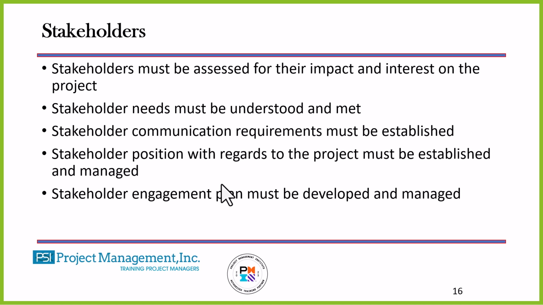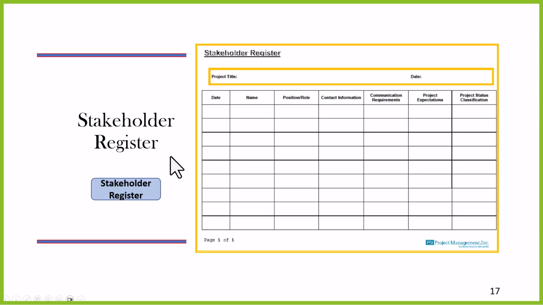Think about it this way. 90% of a project manager's time is spent communicating. 50% of it is spent communicating with the team members. Another 50% is going to be spent communicating with other people, such as your stakeholders. We also have to have this stakeholder engagement plan and manage it.